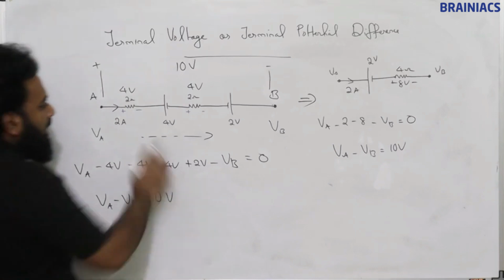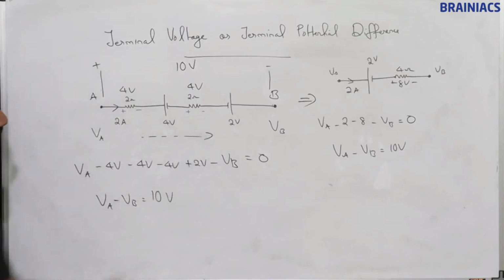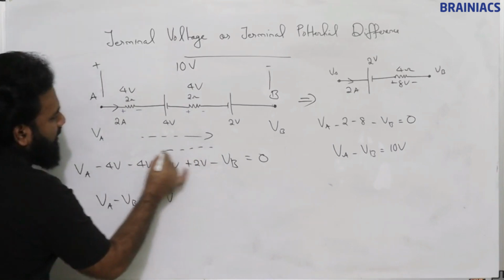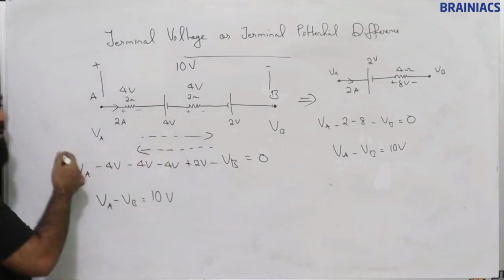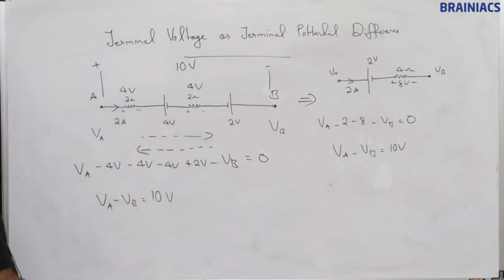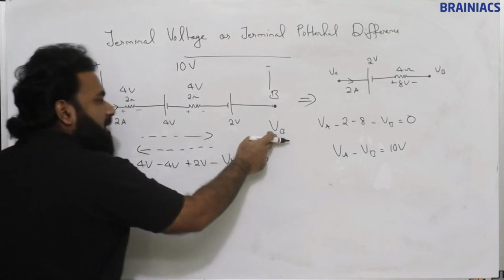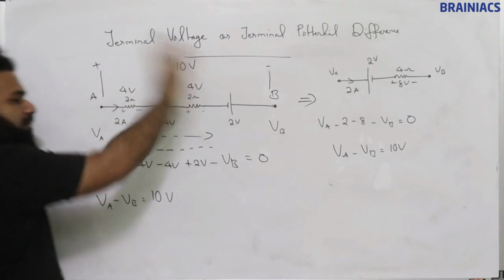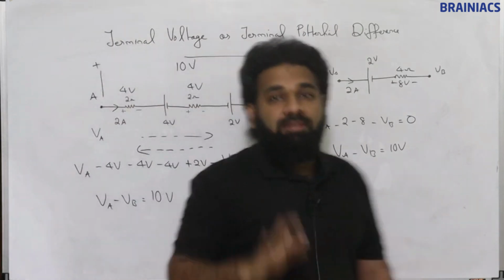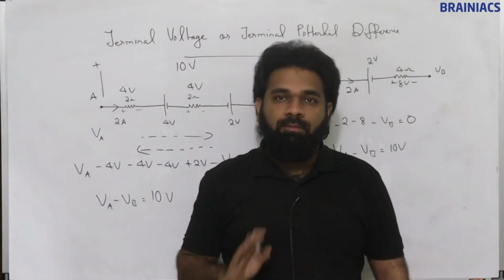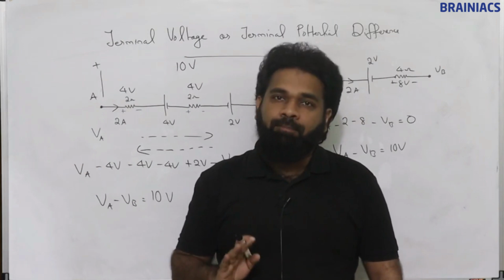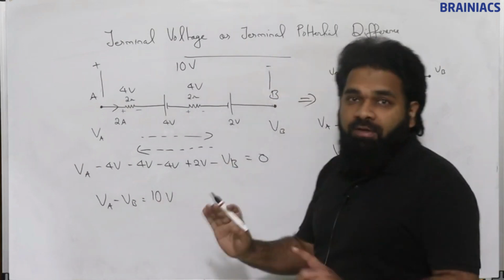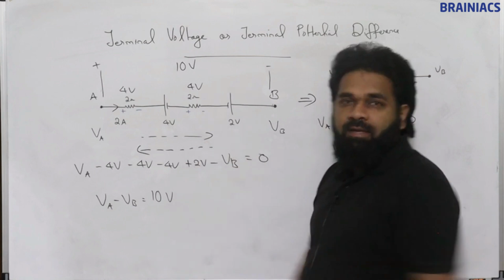Now instead of this path, if I take the path in the reverse direction, what will happen? Now I will be considering this at higher potential, this at lower potential. Current, everything must be the same. This is a circuit solving technique, a convention, along with the sign convention.